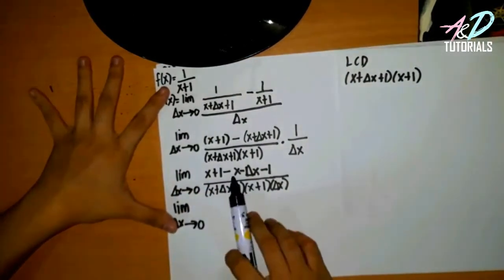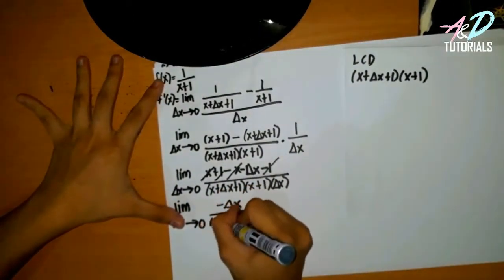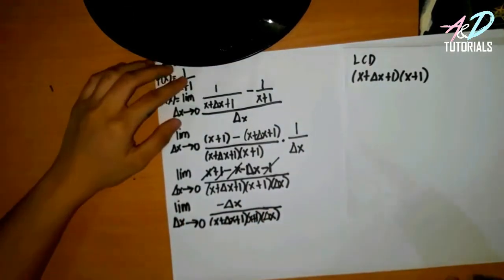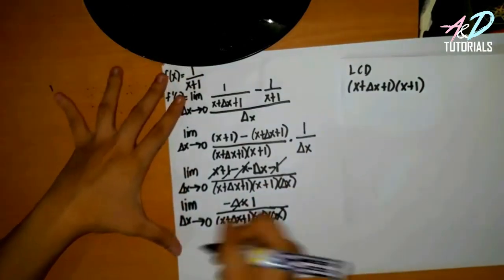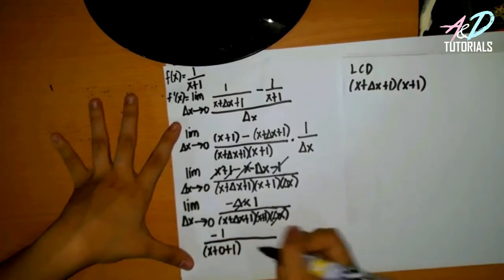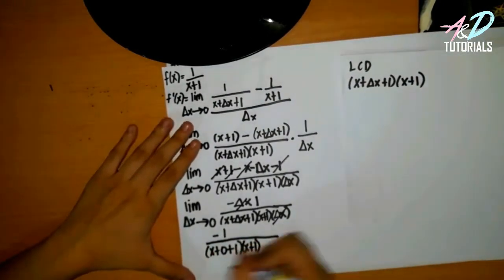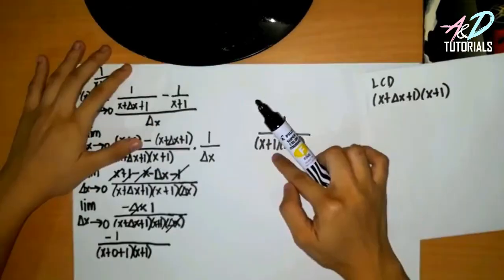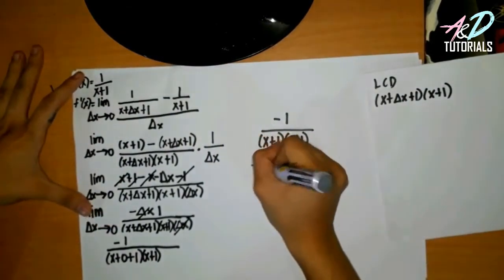Then we cancel out terms. We cancel out delta x and it left us with -1. Next, we substitute delta x with 0, giving us -1 over x plus 1, or if we simplify, -1 over x plus 1 squared.